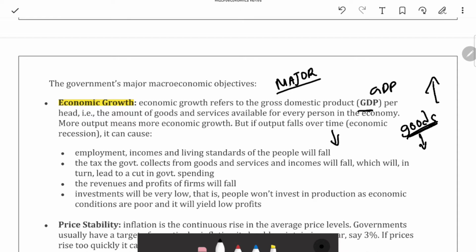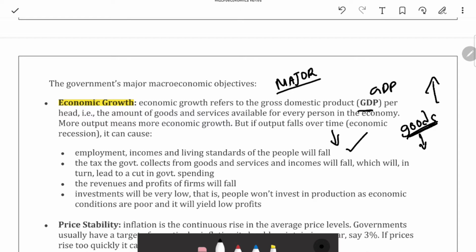But when an economy has so many goods, that means they will need so many workers to make those goods. Number one, when they have so many workers, that means they will have so much income. When they have more income, they will have enough money to spend on their lifestyle, which will increase their living standard. So it's quite like a chain, and you need to understand why we should have good economic growth. So that's one reason why we would want economic growth.